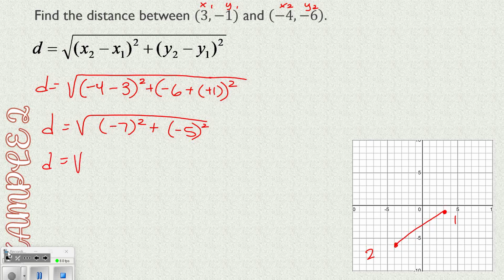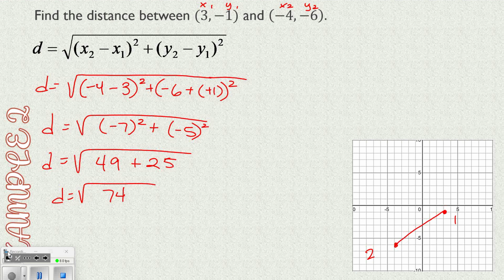And remember, when I square a number, I multiply it by itself. So -7 times -7 is actually positive 49. And -5 times -5, again, is positive 25. So now I have 49 plus 25, which is 74. So the distance between those 2 points is the square root of 74.